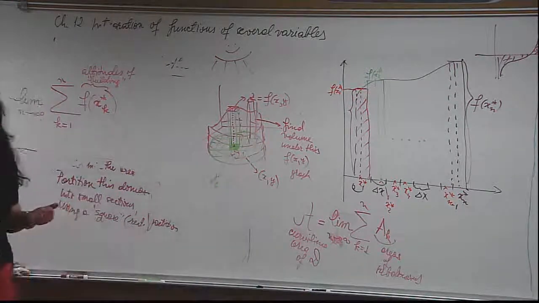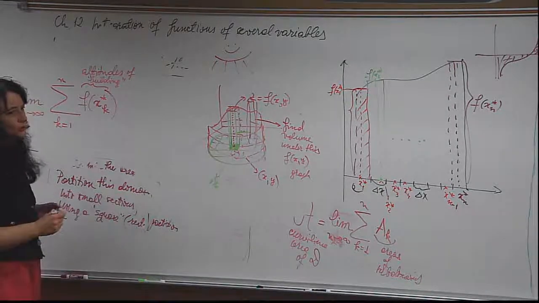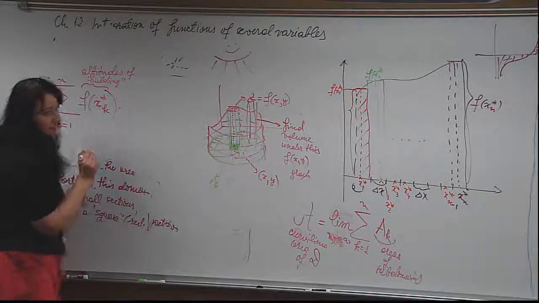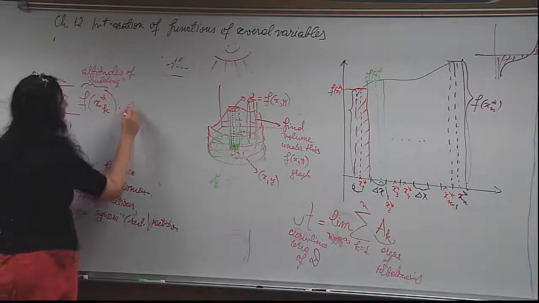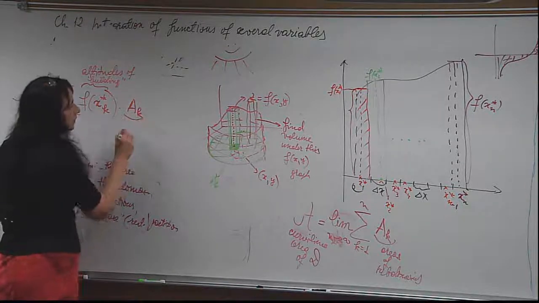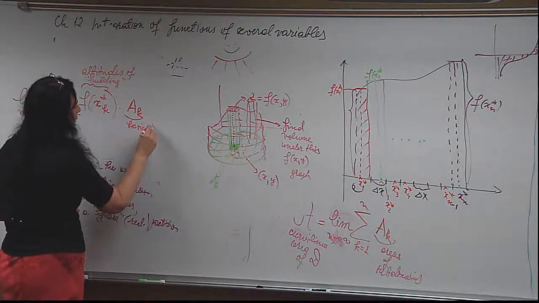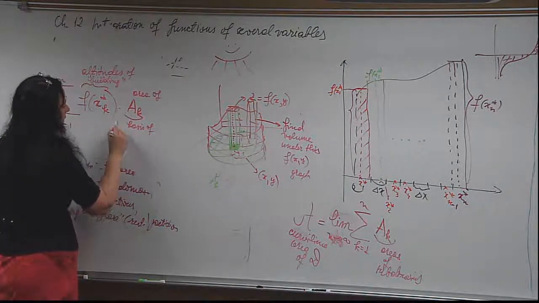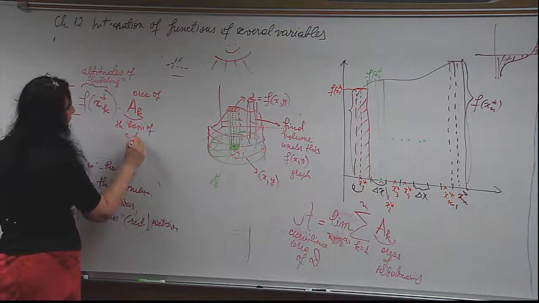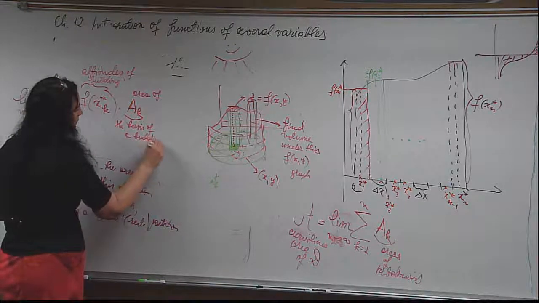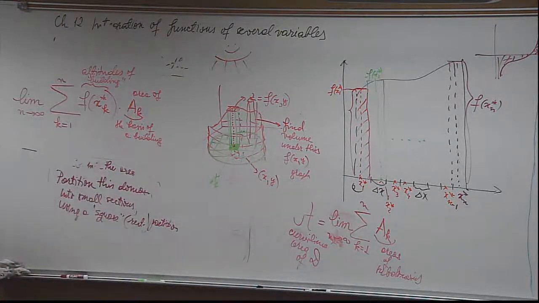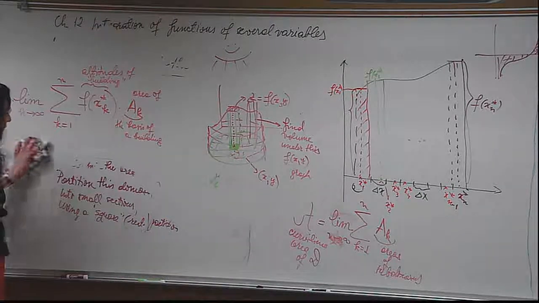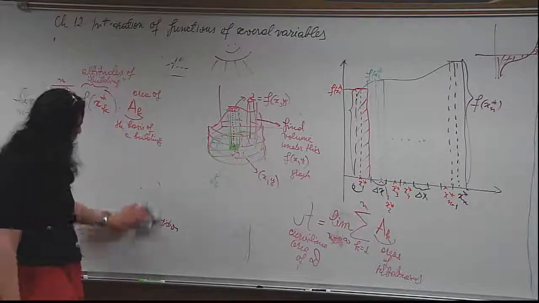These are, what are they? Parallelepipeds. Can you say parallelepiped? Okay, times what? ΔA_k, where ΔA_k will be the area of the basis of a building. Okay, the green part would be the flat area of the floor of the skyscraper.